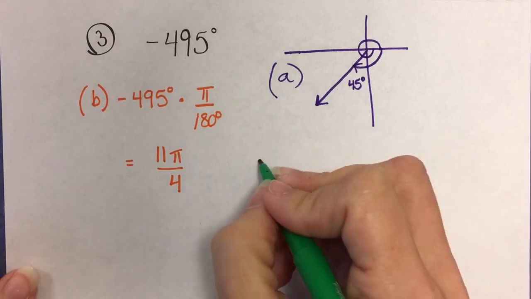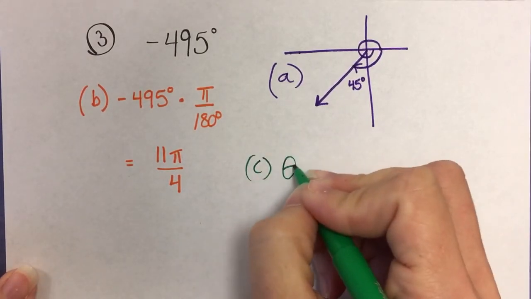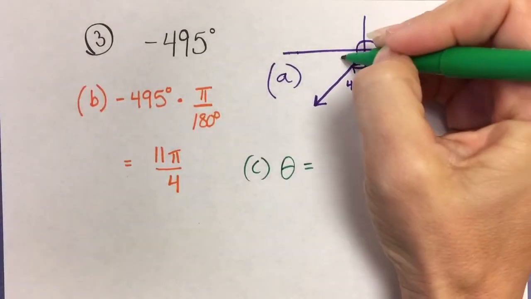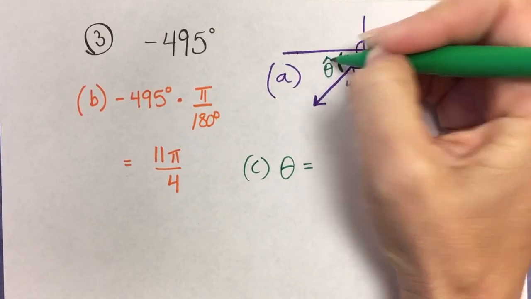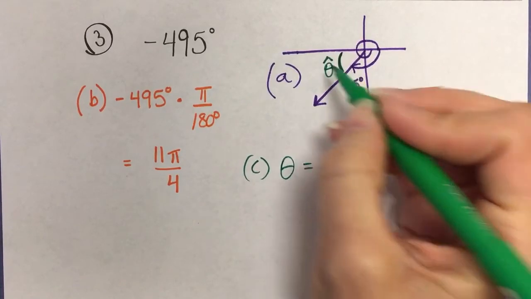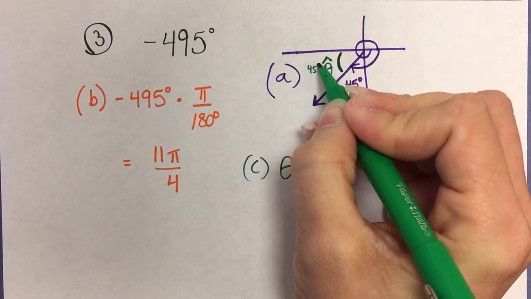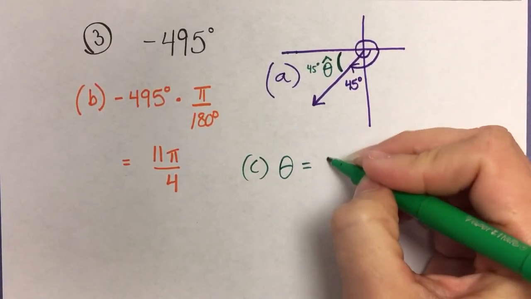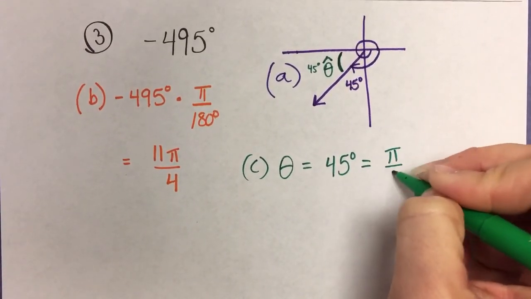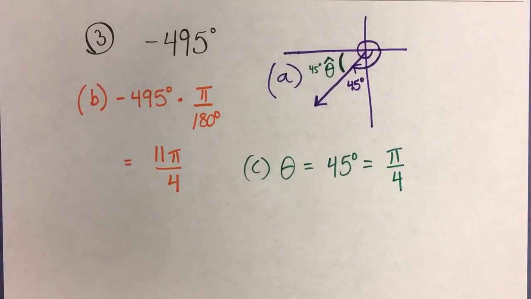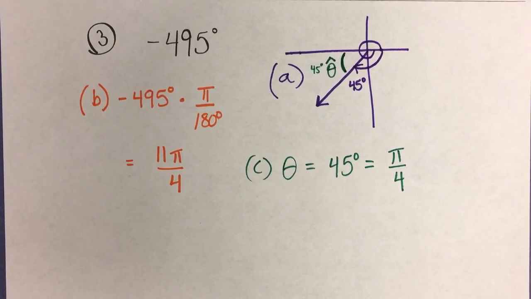And last, C part is reference angle. And again, that's always the part that touches the x-axis. This is the part that's the reference angle. But if this part's 45, then that means this part also has to be 45. And of course 45 again is one of those that's on the list. So just learning that as we go, 45 degrees is pi over 4.